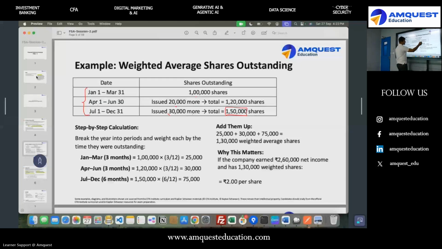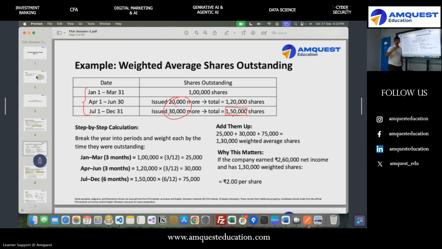But I cannot take 150 as the shares outstanding because 150 contains 20 and 30 shares that were outstanding only for part of the year, right? 3 months, 6 months, only part of the year. So I have to consider only that part. Effectively, 20,000 shares were outstanding for only 9 months, right? So I should take only 20,000 into 9 by 12, right? And 10,000 shares were outstanding for only 6 months. So there are two ways to the formula. Okay, let me teach you both the ways.